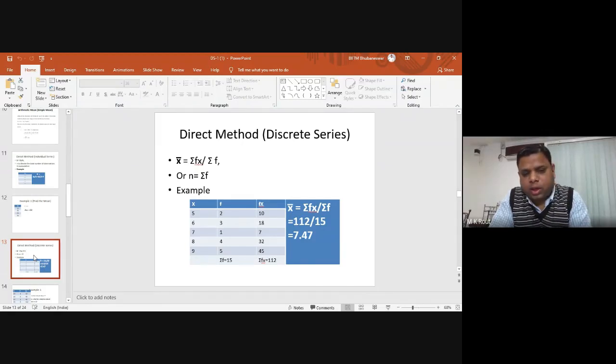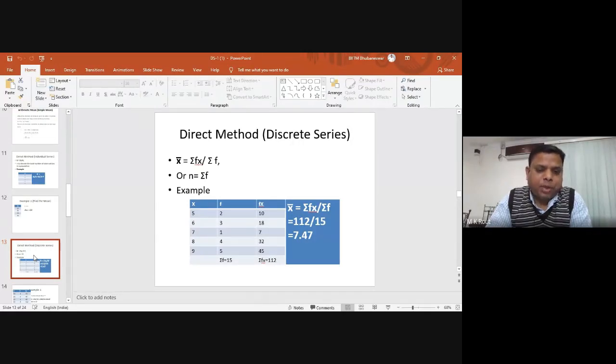So if you go to the example, we have the following values of x and their respective frequencies given. In case of 5, the frequency is 2. In case of 6, the frequency is 3. In case of 7, the frequency is 1. In case of 8, the frequency is 4. And in case of 9, the frequency is 5. In that case, first you have to find summation of f. That means 2 plus 3 plus 1 plus 4 plus 5, that equals 15.